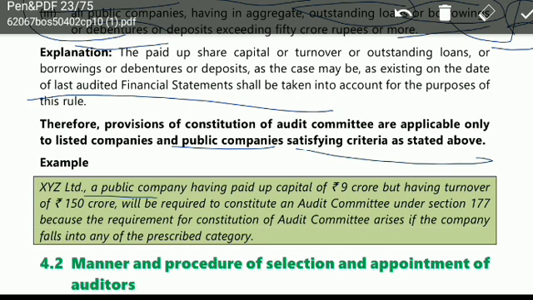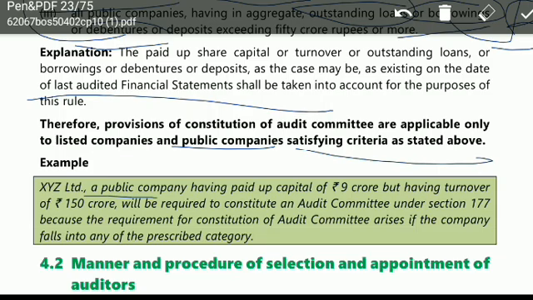So you have to study the question very, very carefully. XYZ is a public company and it is having a paid up share capital of 9 crore. Now, what was the specified limit for paid up share capital? It was 10 crores. Here they are saying that their paid up share capital is 9 crores. Now 9 crores is less than 10 crores, so that means the first condition is not satisfied.